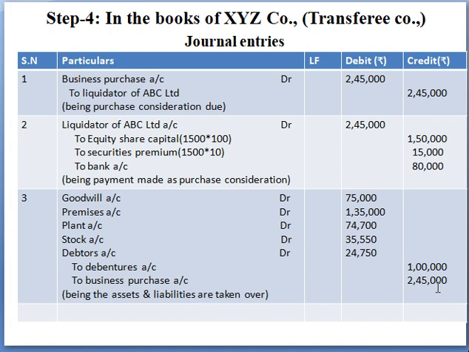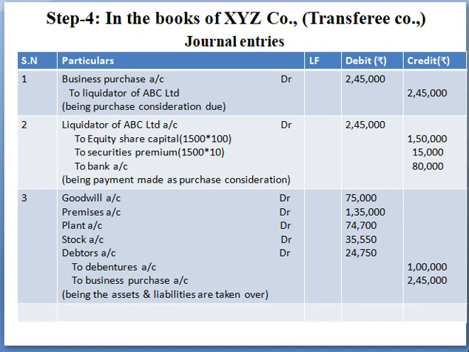So that's it. Once you have entered your third entry, just check whether the debit is equal to credit. Sometimes you may get a balancing figure. If you are getting a balancing figure on your debit side, enter it as goodwill account. If you are getting a balancing figure on your credit side, transfer it to capital reserve. But for this problem, the debit is equal to credit. That's it. So being the assets and liabilities are taken over.